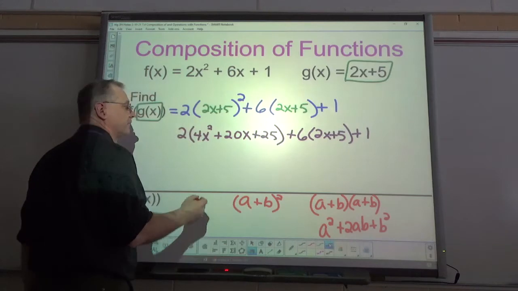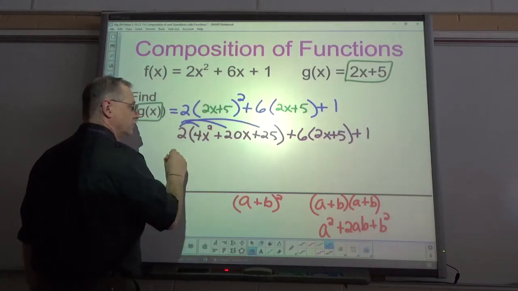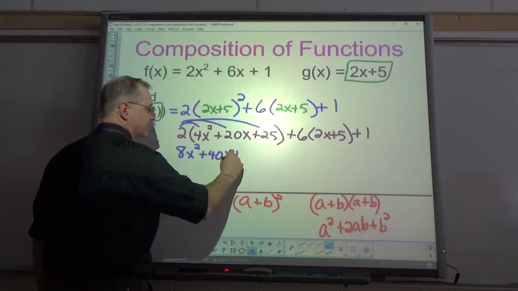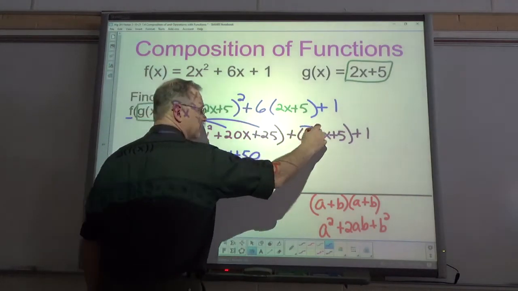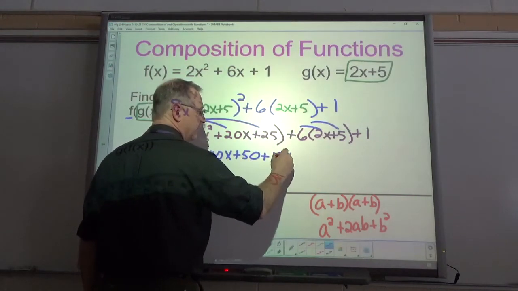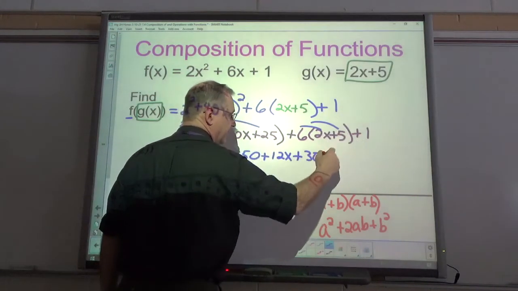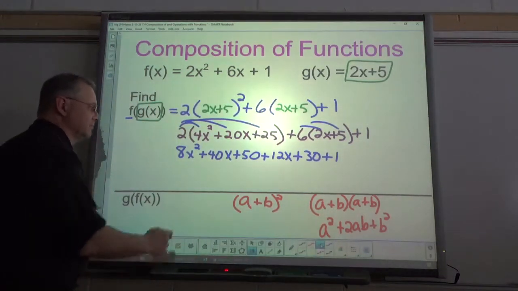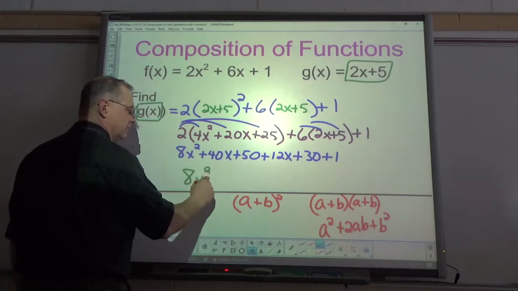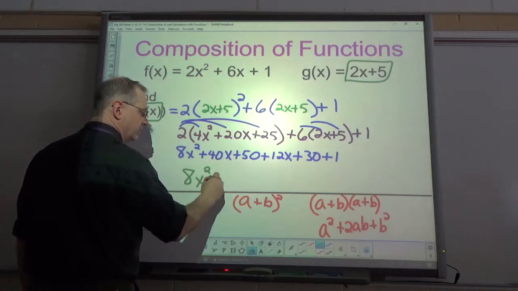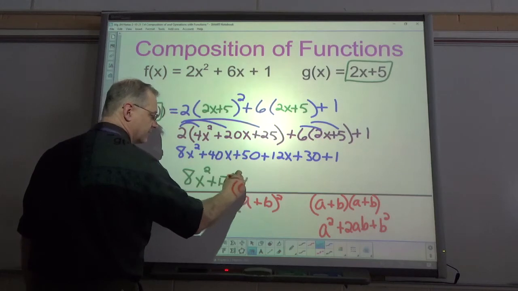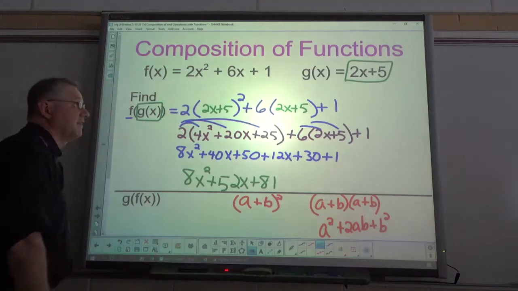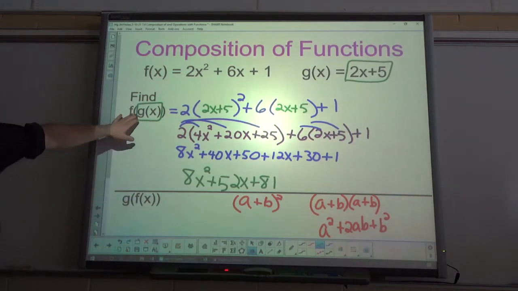Now I'll distribute the 2, so that's 8x squared plus 40x plus 50. I'll distribute the 6, plus 12x plus 30, and then the plus 1. When I combine my like terms, I get 8x squared plus 40 and 12 is 52x. 50 and 30 and 1 is 81. And that is f of g of x.